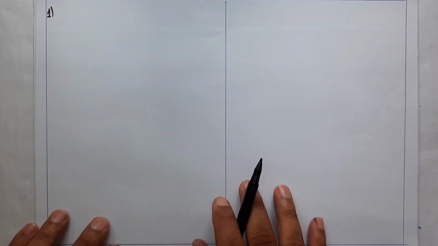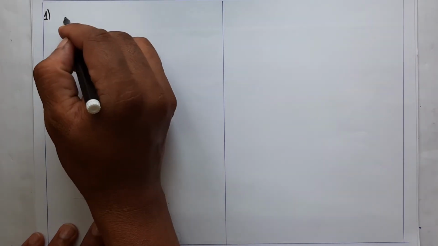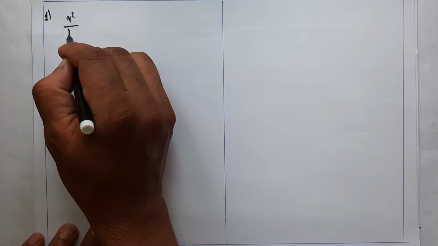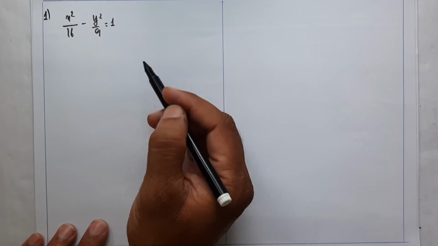Okay, our first question is: find the coordinates of the foci, vertices, eccentricity, and length of latus rectum of the following hyperbola. Our first question is x square divided by 16 minus y square by 9 is equal to 1.